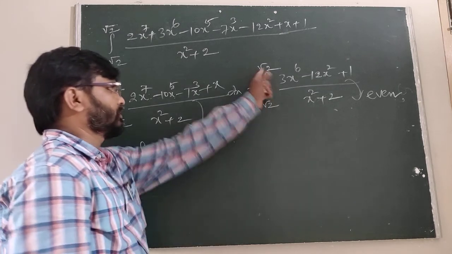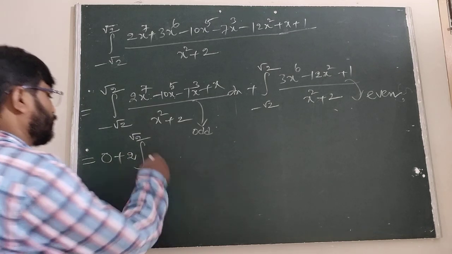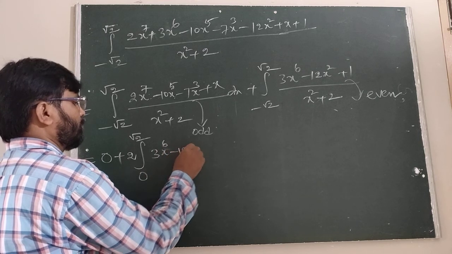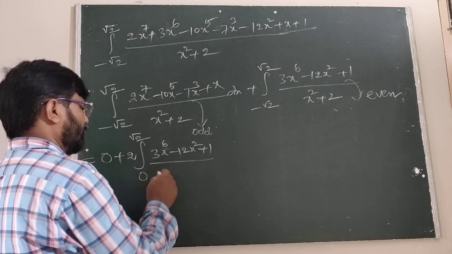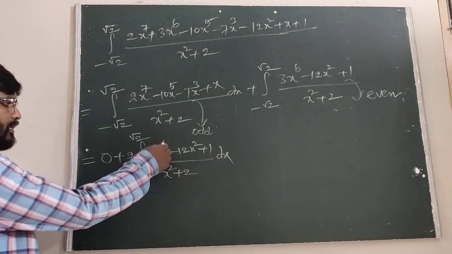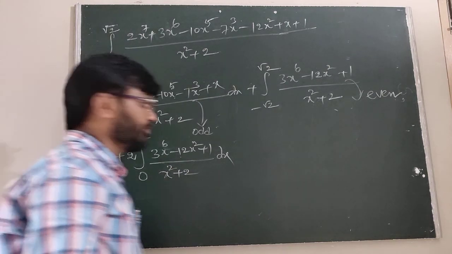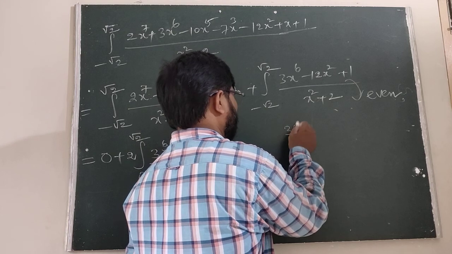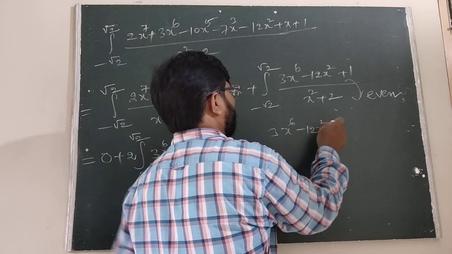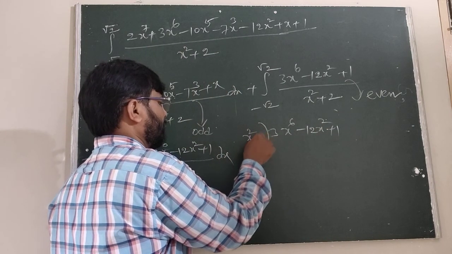When it is the even function, we have to take 2 times 0 to root 2 of 3x power 6 minus 12x square plus 1 upon x square plus 2 dx. The numerator degree is 6 and the denominator degree is 2. This is an improper fraction. Now we can apply the division algorithm, taking the actual division of 3x power 6 minus 12x square plus 1.